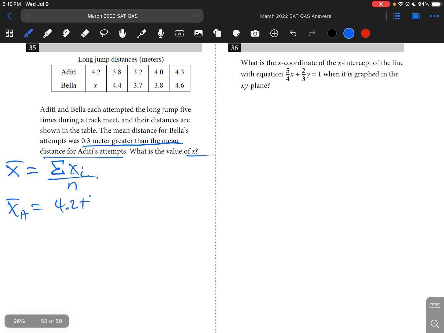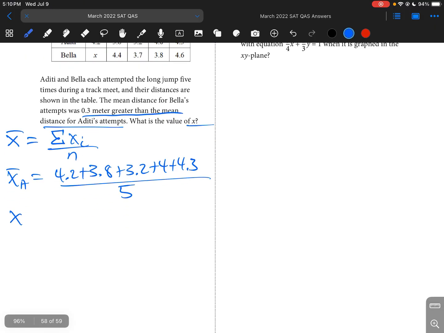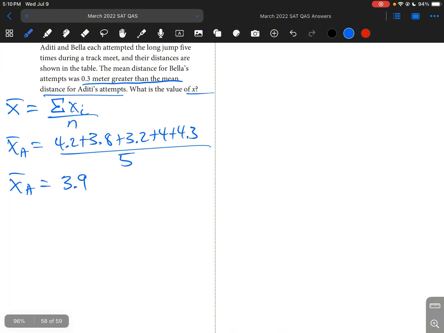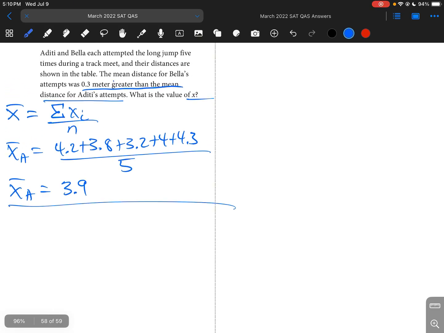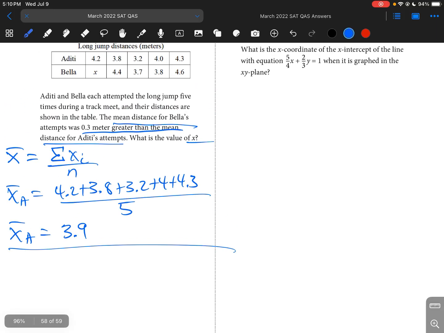So 4.2 plus 3.8 plus 3.2 plus 4 plus 4.3, divided by the number of entries, which is 5. Plugging this into your calculator, you end up with 3.9. Okay. And so you know that the mean distance for Bella was 0.3 greater than Aditi's mean.